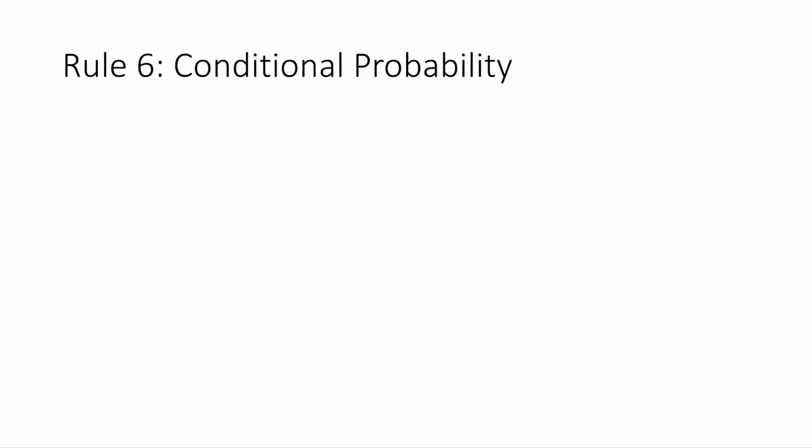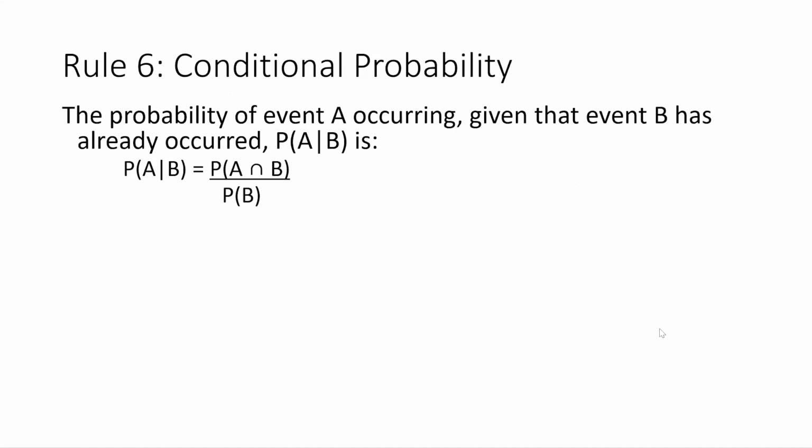And lastly, we have rule 6, which is conditional probability. And this states that the probability of event A occurring, given that the event B has already occurred, is the probability of A given B, or A if B. And it's equal to the probability of A and B divided by the probability of B. This one can be a little bit tricky, so I'm gonna really go in depth about how I think about this.